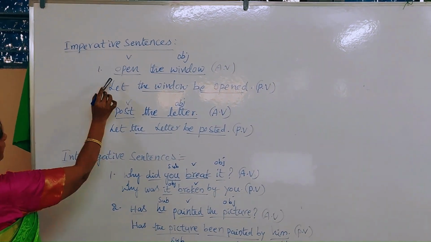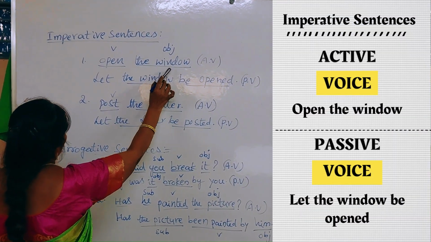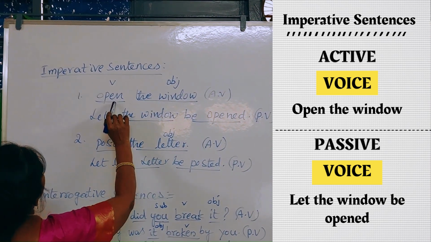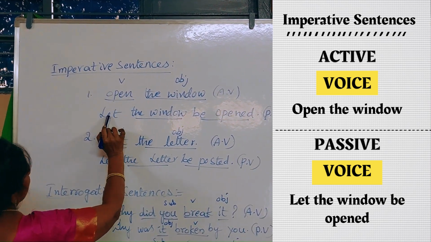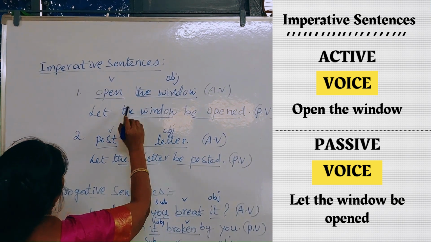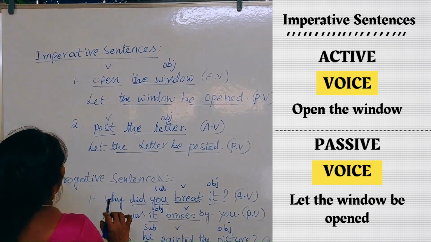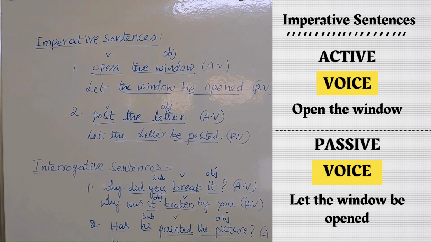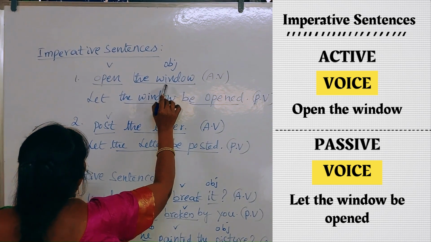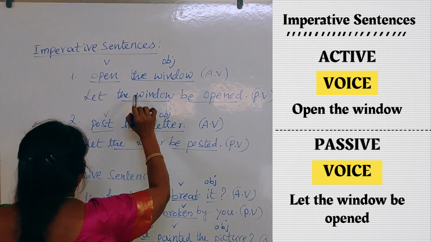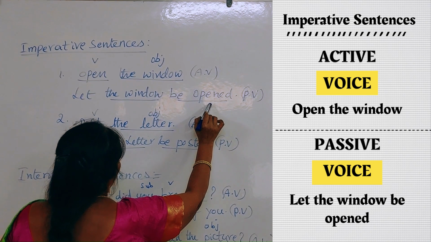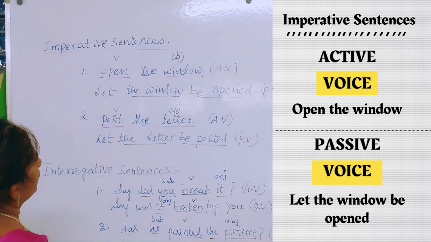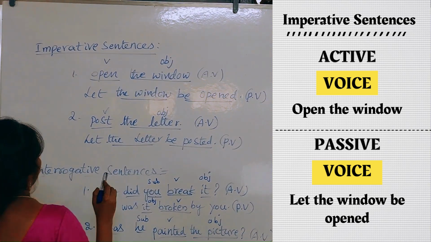Now if we take imperative sentences, first one is open the window, and the next one post the letter. Open the window is an imperative sentence. So if we change this sentence into passive voice, let the window be opened. So we add let before the sentence before changing it into passive voice, and the window, which is object, becomes subject in passive voice, and then open V1 becomes opened V3, and then be is added before main verb, past participle form of the main verb in passive voice.